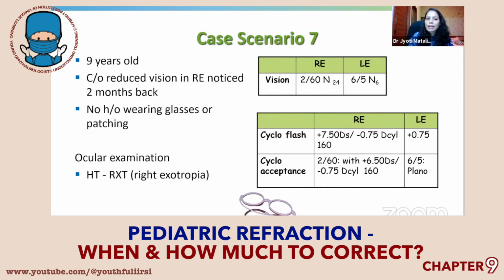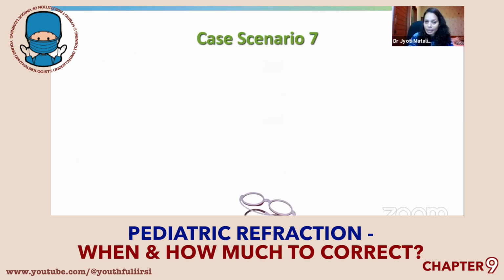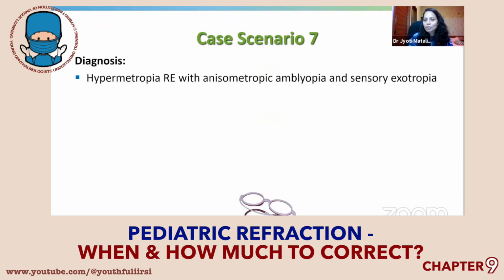So what is your diagnosis in this case? Hypermetropia right eye with anisometropic amblyopia and sensory exotropia. Now notice the patient has complained only 2 months ago. That cannot be true. So you need to probe and find out how that happens. Many a time you will come to know that incidentally the child has closed one eye and realized he cannot see, because this cannot happen overnight. So this tells you that this is definitely since birth.